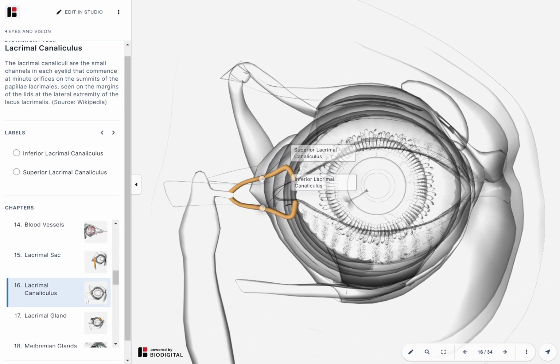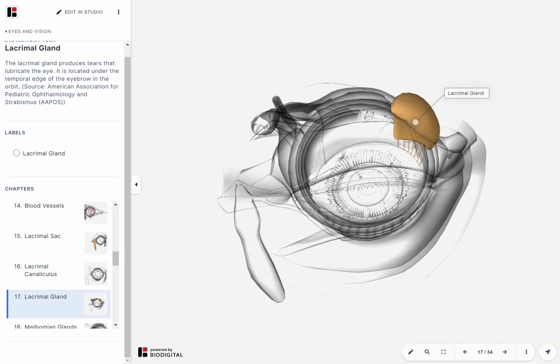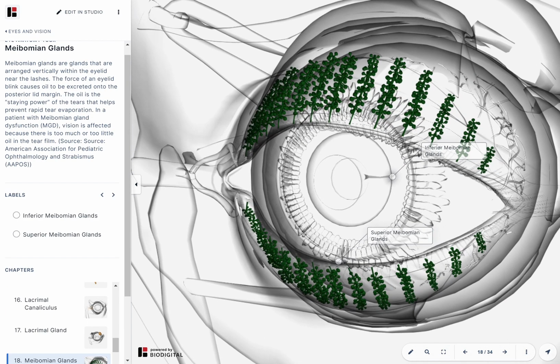Your lacrimal canaliculi basically collect tears and discharge them over there. And finally, your lacrimal gland. Your lacrimal gland helps in the secretion of tears. These tears help in cleaning the eyes, and they get drained into the lacrimal sac and go out.